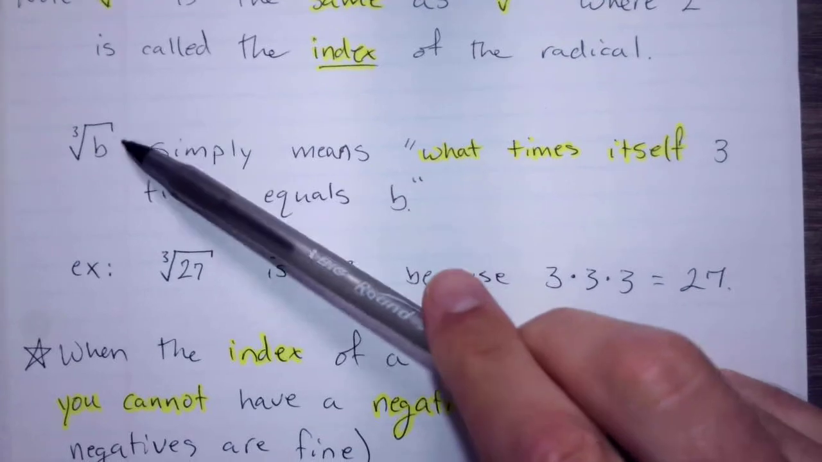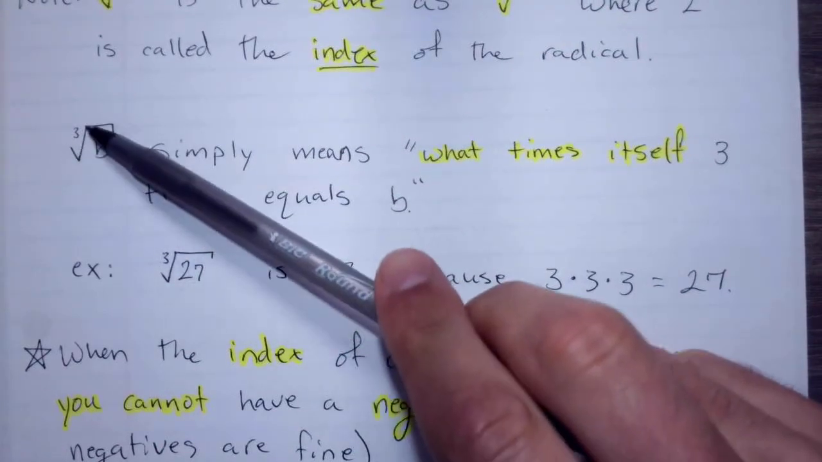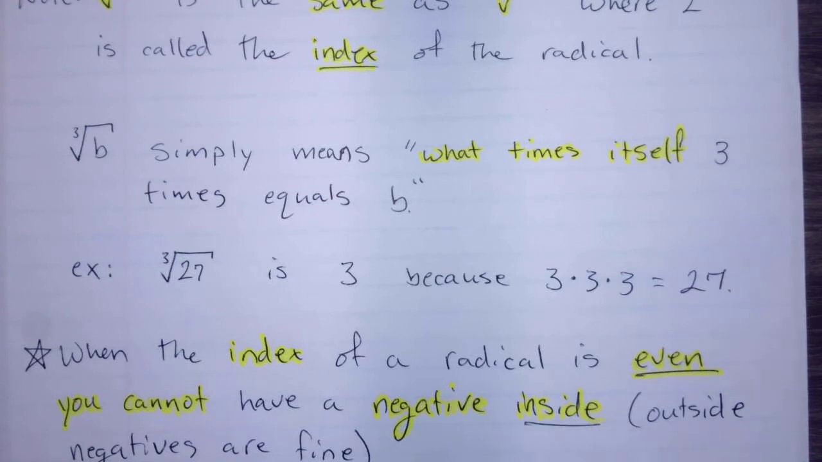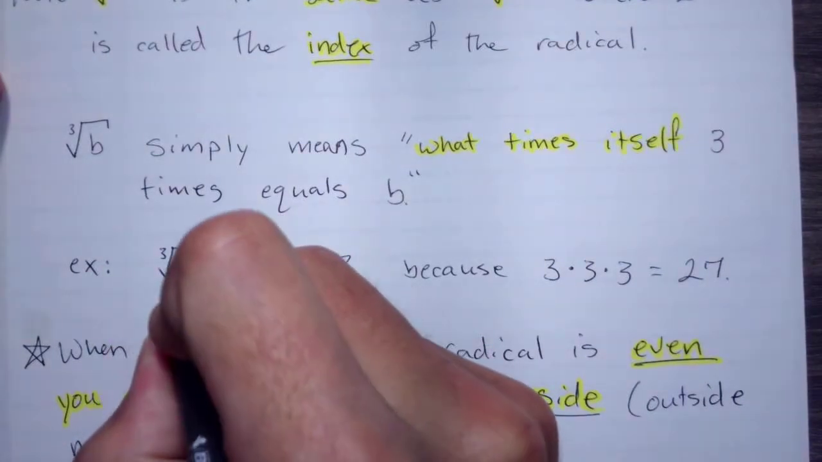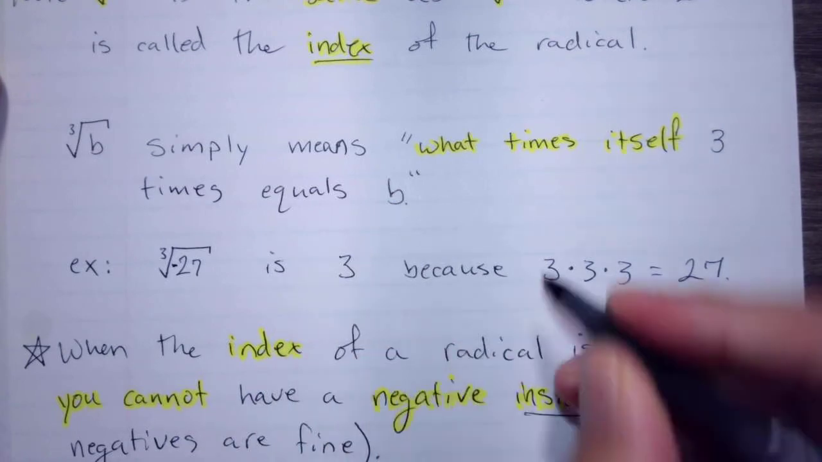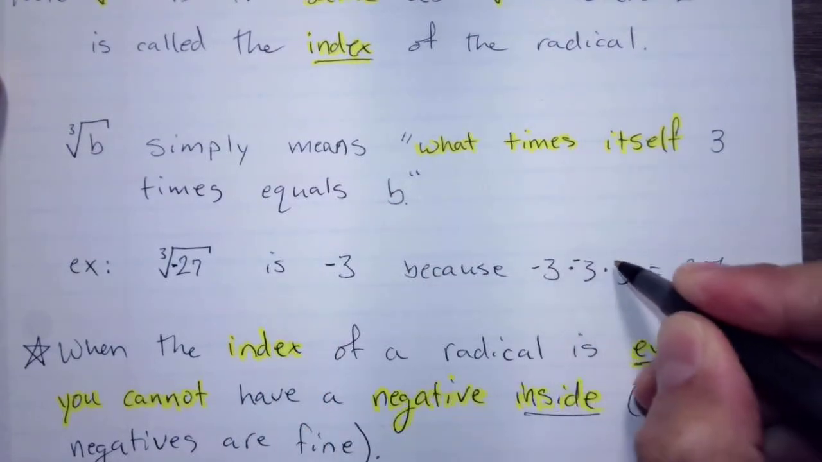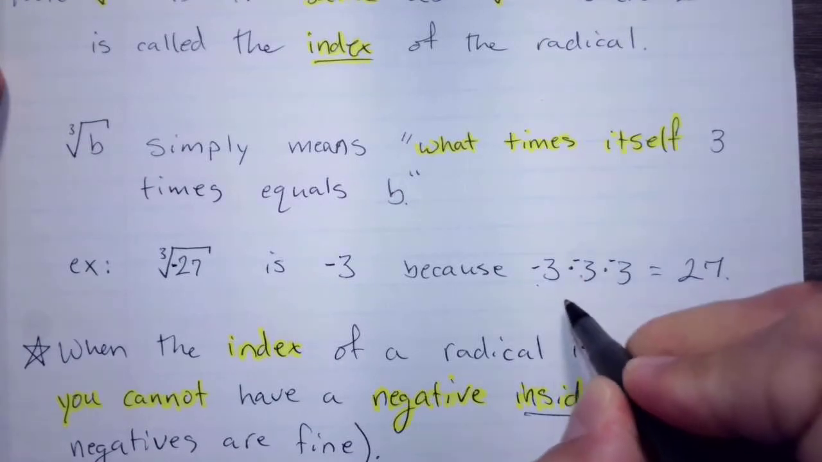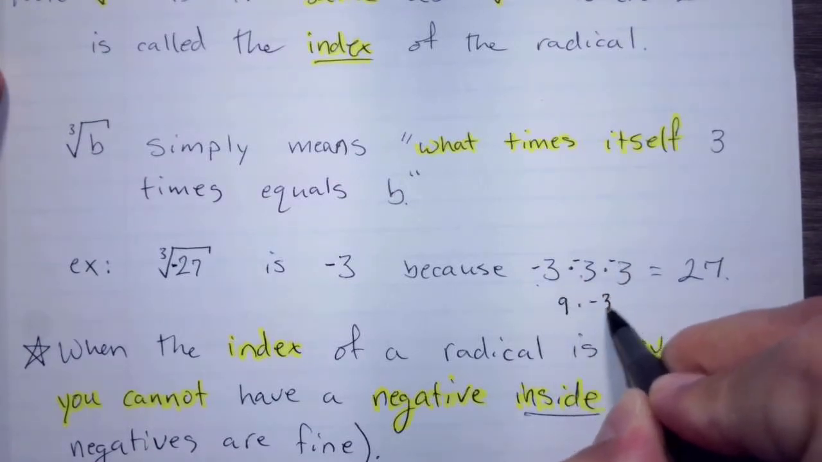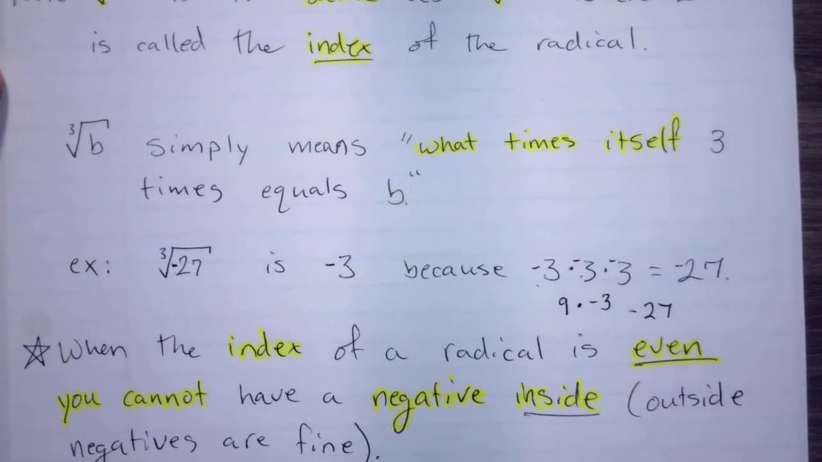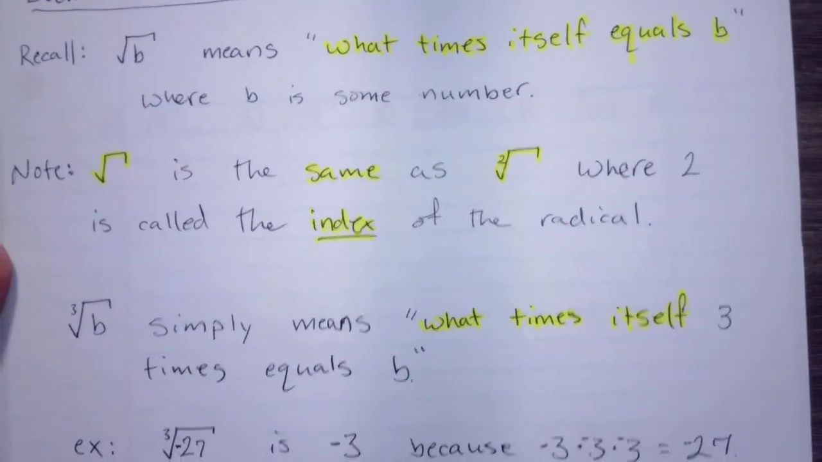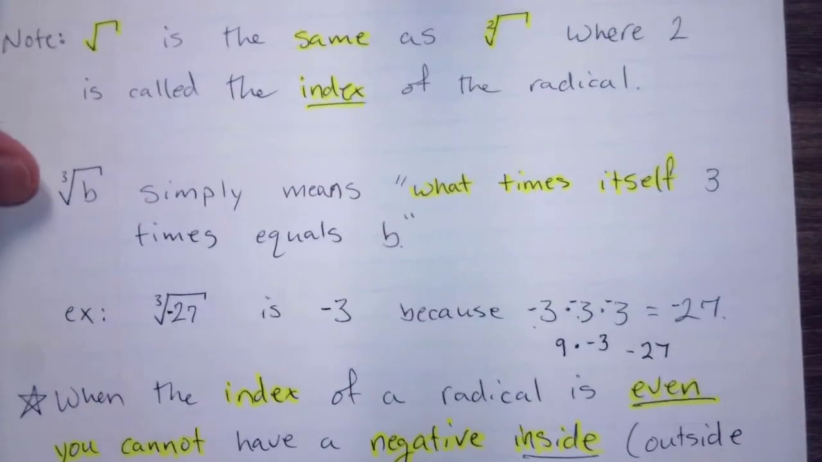But with odd indices, like a cube root or a fifth root, you're allowed to have a negative on the inside because if I were to change this to a negative 27, then I think it would be a negative 3, and we can just verify right here. Negative 3 times negative 3 is positive 9, and then times this negative 3, which would give you negative 27, and that's what we wanted on the inside. So negatives are okay in odd roots, but not even roots. And I'll go through a couple examples real quick, and you should be good.